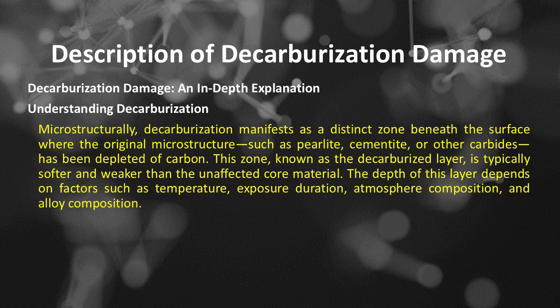Microstructurally, decarburization manifests as a distinct zone beneath the surface where the original microstructure, such as pearlite, cementite, or other carbides, has been depleted of carbon. This zone, known as the decarburized layer, is typically softer and weaker than the unaffected core material. The depth of this layer depends on factors such as temperature, exposure duration, atmosphere composition, and alloy composition.